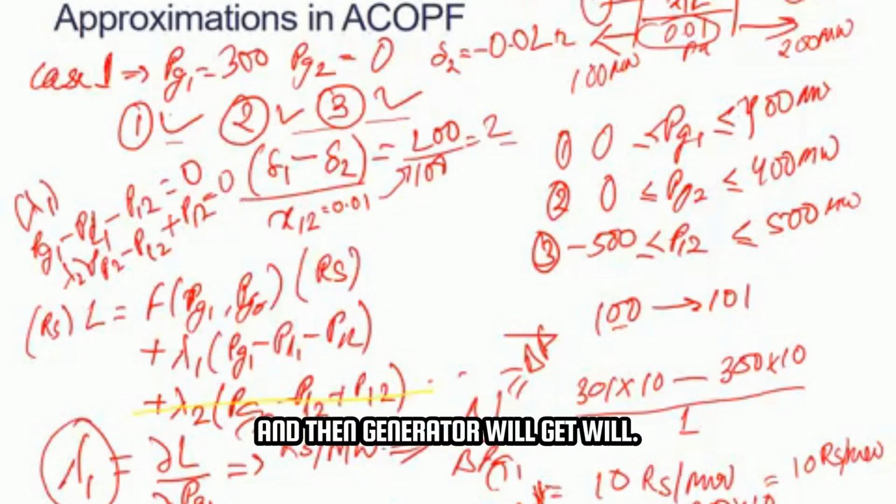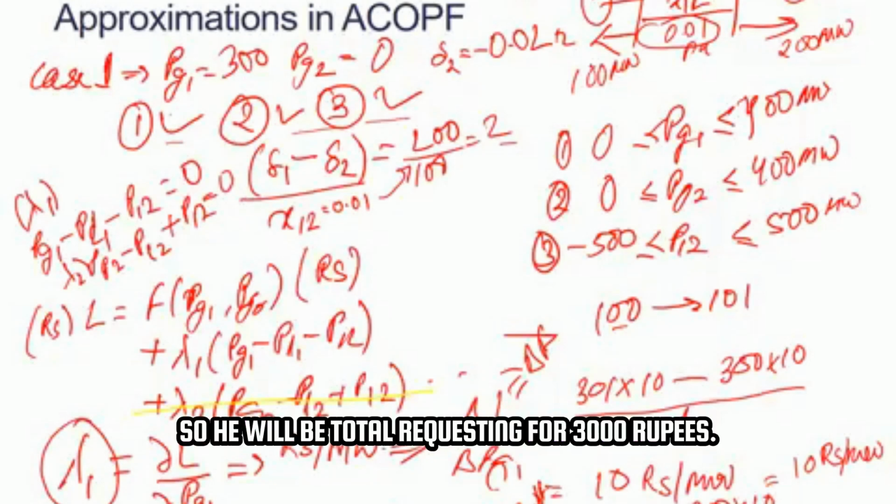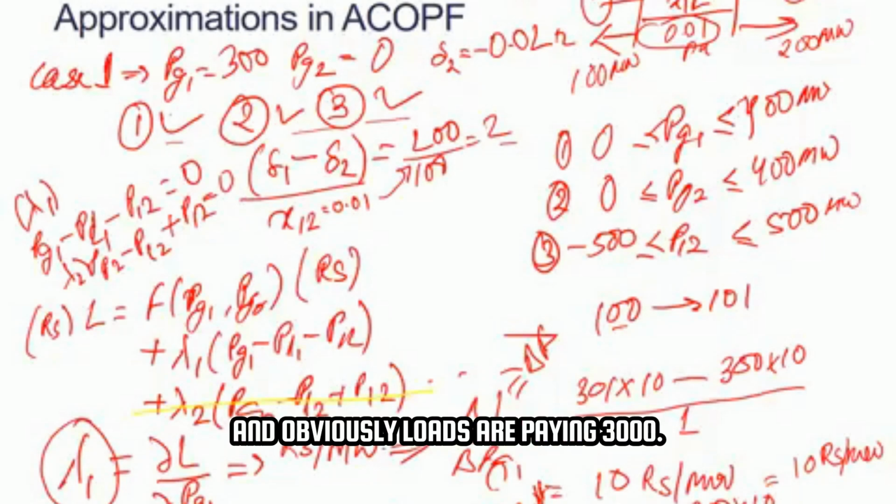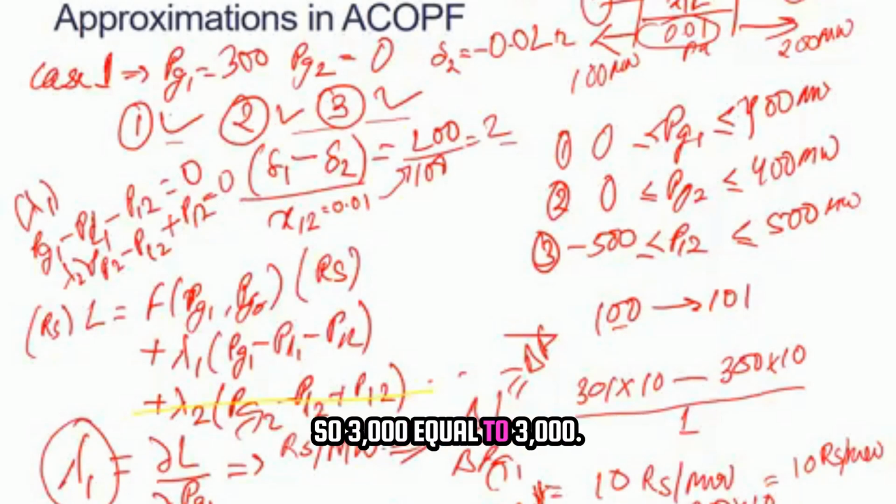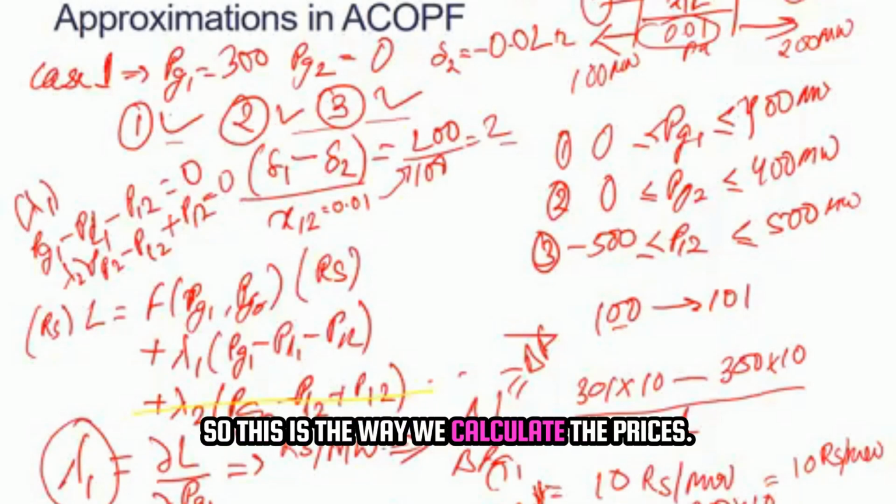And then the generator is also expecting 300 because it is generating, and he wants 10 rupees. So he will be requesting a total of 3000 rupees, and obviously loads are paying 3000. So eventually the transaction is balanced. Whatever is paid by the loads, the same is being given to the generators. So 3000 equal to 3000, it is balanced. Right? So this is the way we calculate the prices.